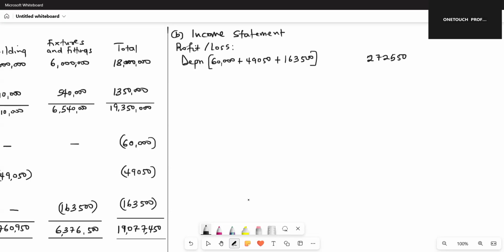Then let's look at the interest cost or the finance cost. There's 80 million times, is it 12%? It's 10%. Yes, so how much are we getting? 450,000.